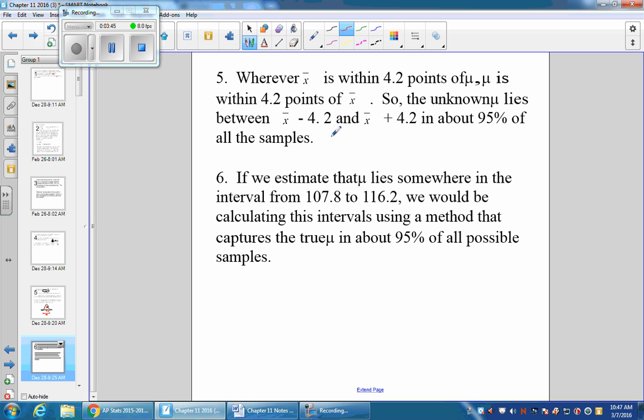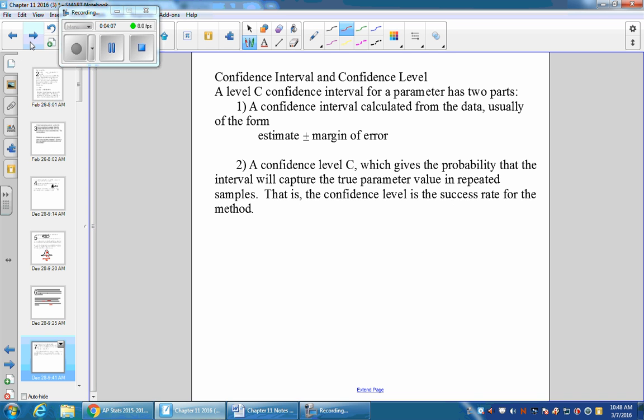So we estimate that the true mu lies between 107.8 and 116.2, and we're 95% confident of that. So we would be calculating this interval using a method that captures the true mean 95% of the time. So we're 95% confident that the true mean is in those values.